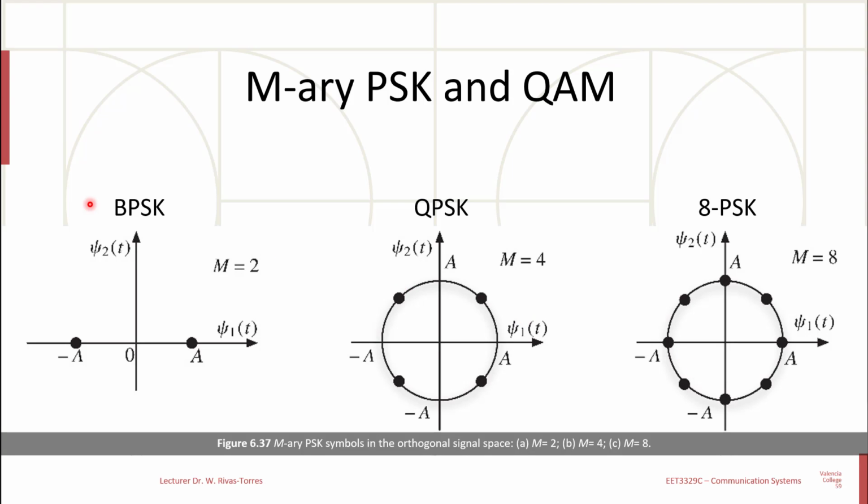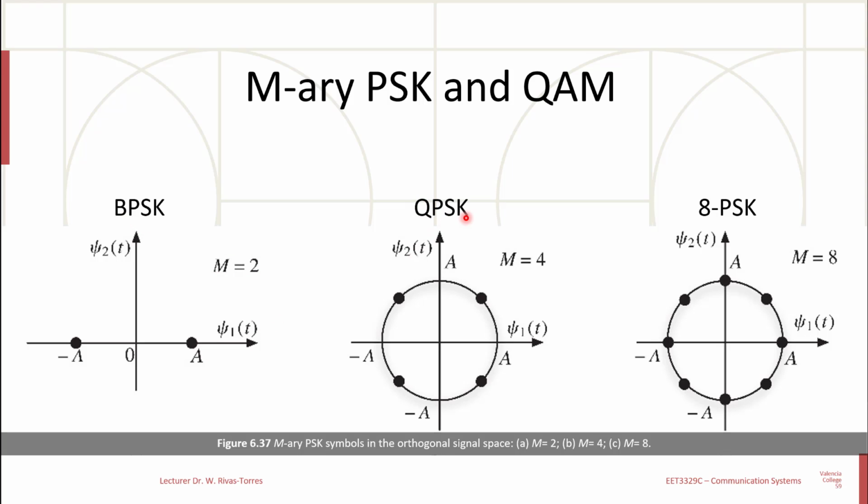So for BPSK or binary PSK, right? That's what the B stands for, binary. You only have 2 points, right? You have one at A and one at minus A. Notice they do lie on a circle of radius A, right? So I could call this a two-ary system. We just call it a binary, right?